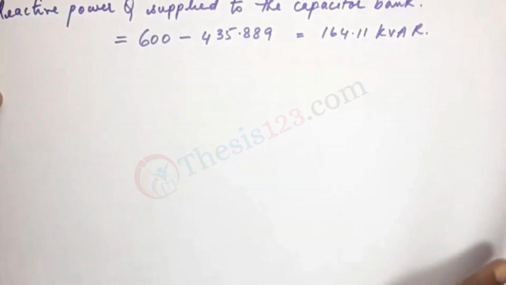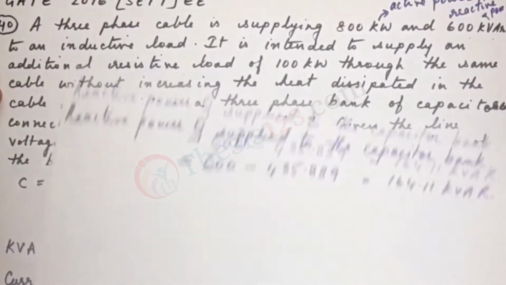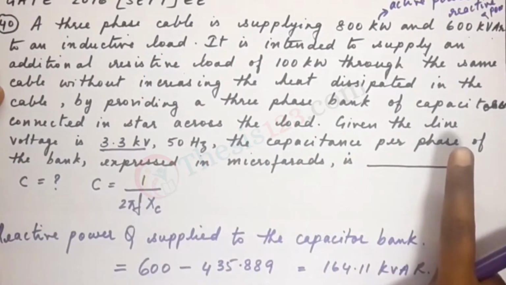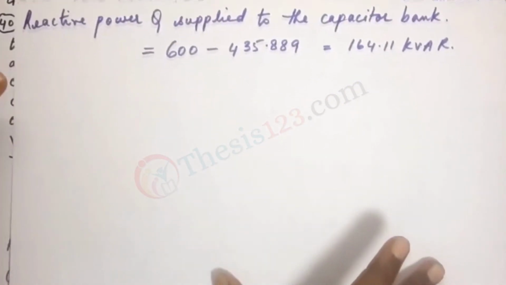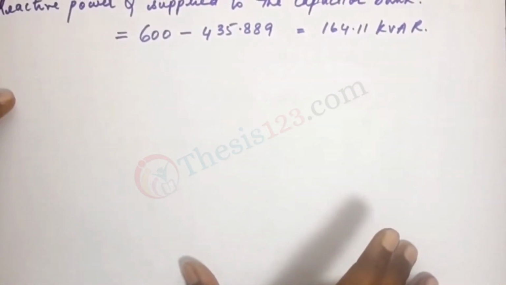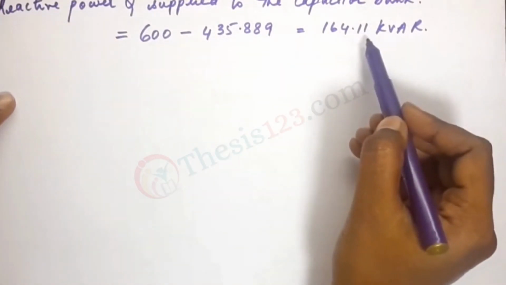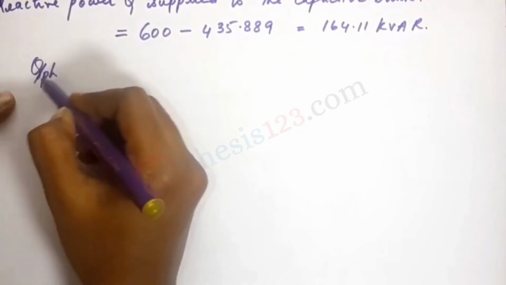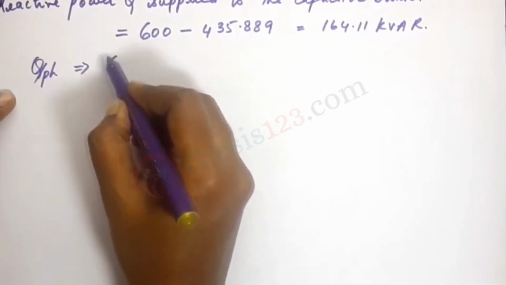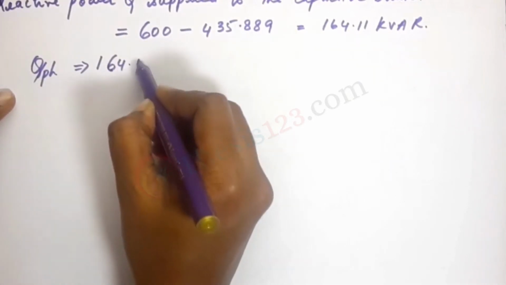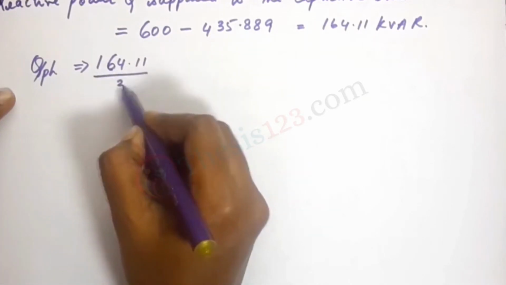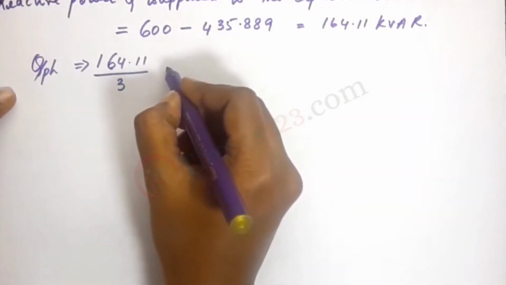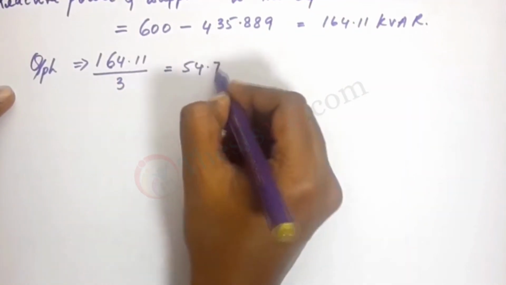Now the question talks about per phase. Everything seems to be in per phase. So the next point is to find out what is the reactive power per phase. This is the total reactive power, mind you. So next is reactive power per phase would be 164.11 divided by 3. We divide by 3 because it is three-phase. It's a three-phase capacitor bank. So we have 54.7 kVAR.